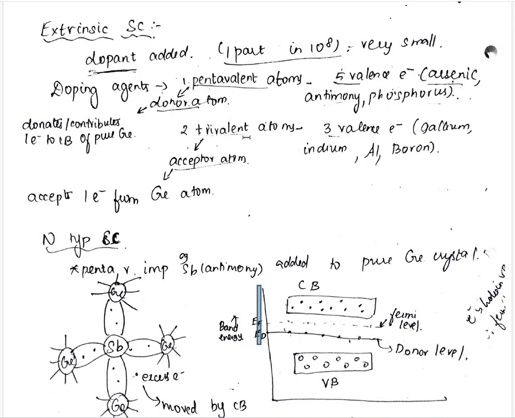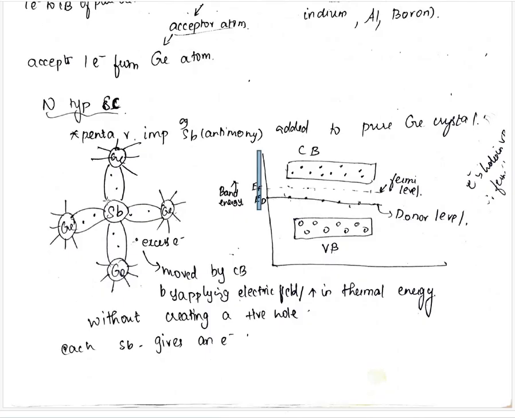For the P-type semiconductor, trivalent impurities may be added. They contain 3 valence electrons. Examples: gallium, indium, aluminium, boron, etc. So they are acceptor atoms. It accepts 1 electron from a germanium atom.